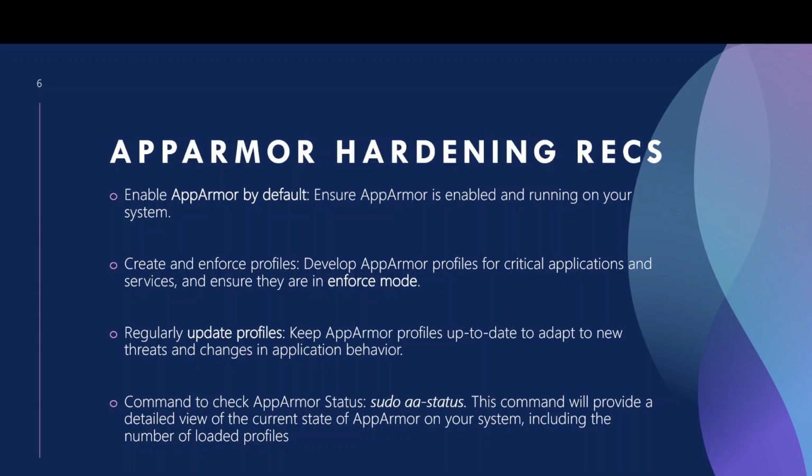The command to check AppArmor status is actually going to be sudo aa-status. This command will provide a detailed view of the current state of AppArmor on your system, including the number of loaded profiles that you are running.